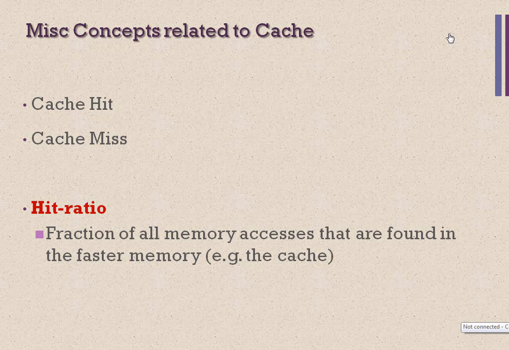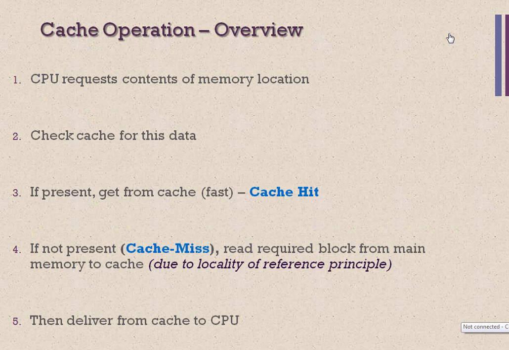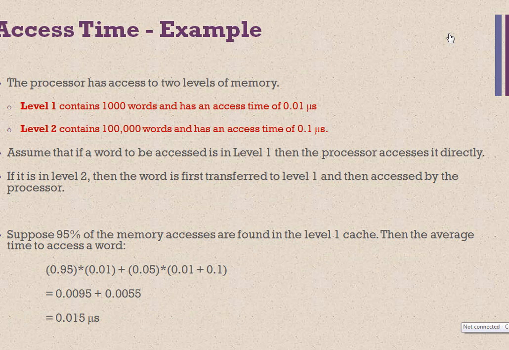The tag is usually a portion of the main memory address. So there are some concepts related to cache hit and cache miss. The hit ratio is the fraction of all memory accesses that are found in the faster memory, like caches. In cache operation, the CPU requests the contents of a memory location, so it checks the cache for this data. If present, it gets it from the cache, which is a cache hit. If not present, it is a cache miss.